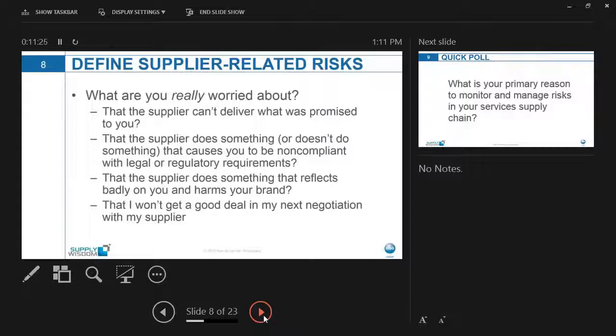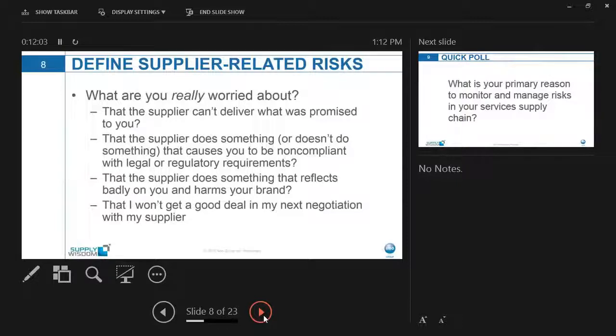So given that supplier risk is such a big space, you really have to answer a more specific question, like what are you really worried about in this environment? So it's not just supplier risk. You're actually probably worried about a business-related issue. The four most common things that you are probably worried about are, first, that the supplier can't deliver what was promised to you. So you have a contract that says the supplier is going to do something, and you're really only worried about risk that the supplier can't deliver on that. Other things may happen to the supplier, but as long as they're delivering to you, that's really your key risk that you're worried about.